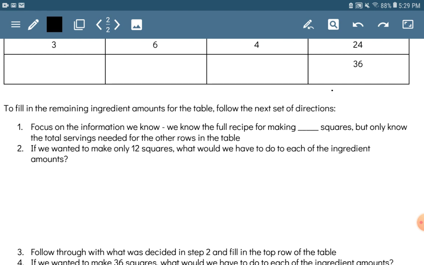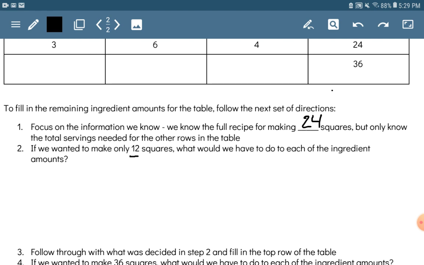So the first thing we're going to focus on is the information we know. We know the full recipe amount to make 24 Rice Krispie squares. That is the only row in the table where I know how much butter, how much cereal, and how much marshmallow to get 24 squares. We also know the total servings for 12 and 36, but we don't know how much ingredients we need for each of those. So first I want you to focus on if we want to make 12 squares.